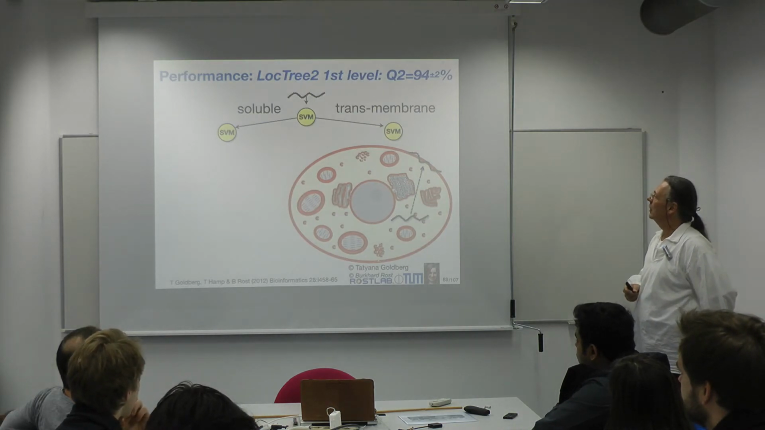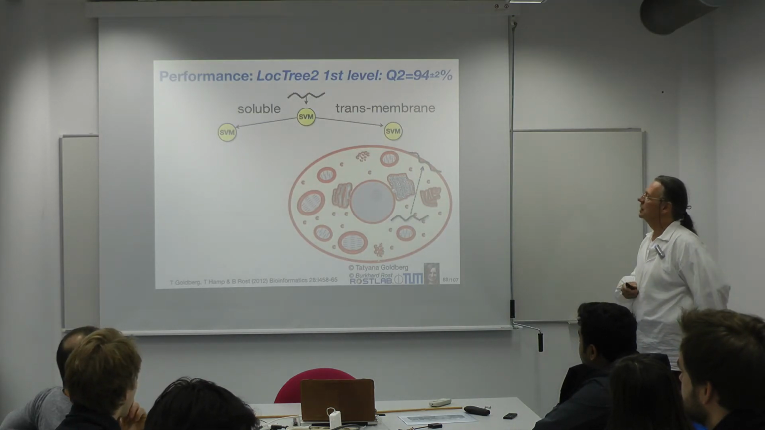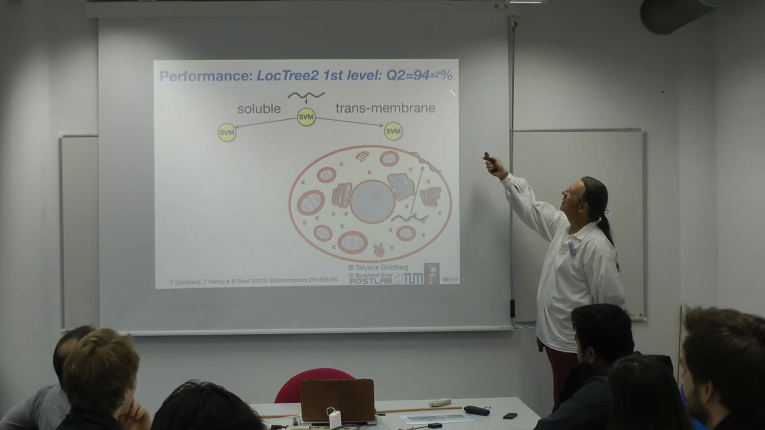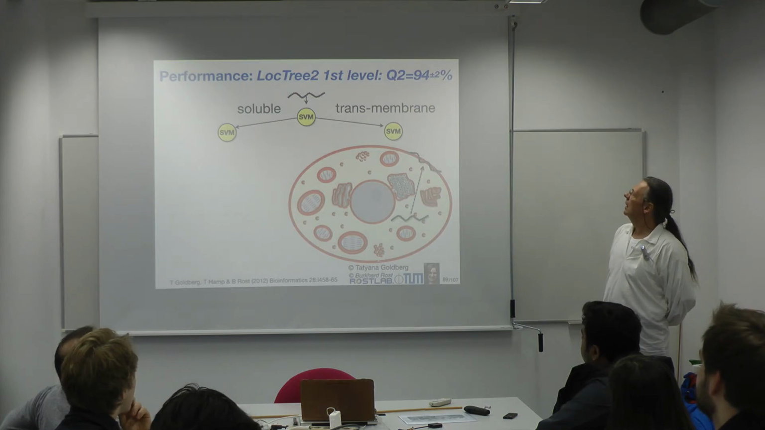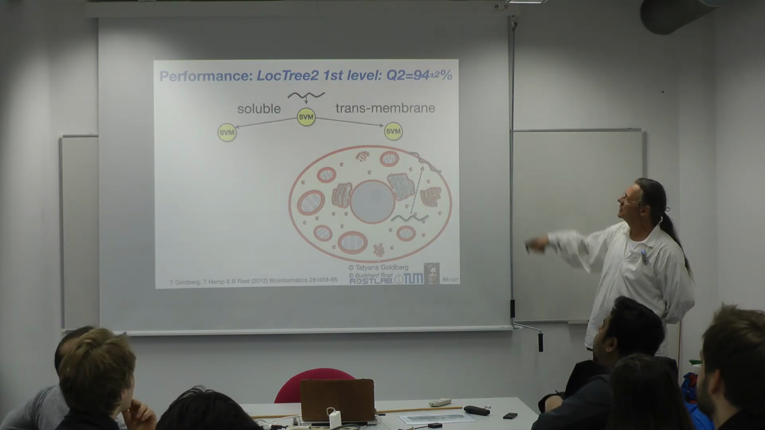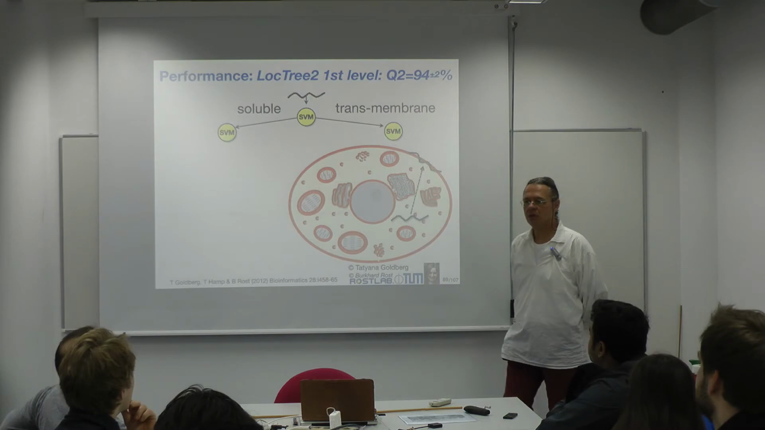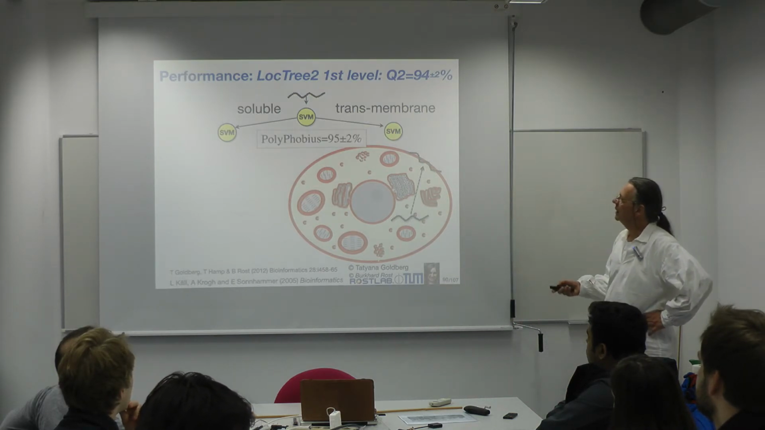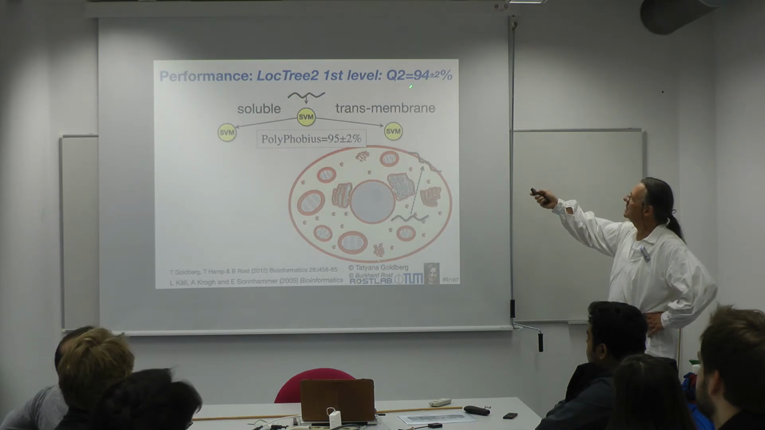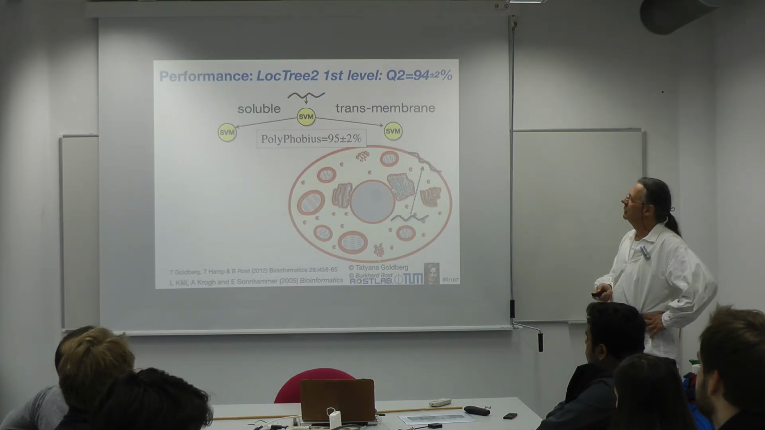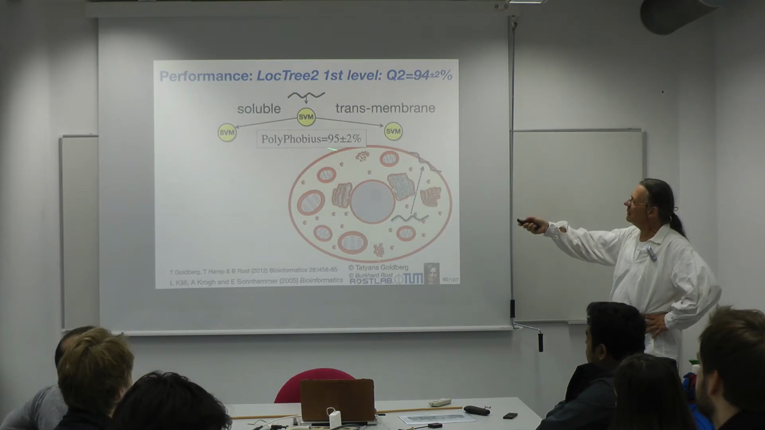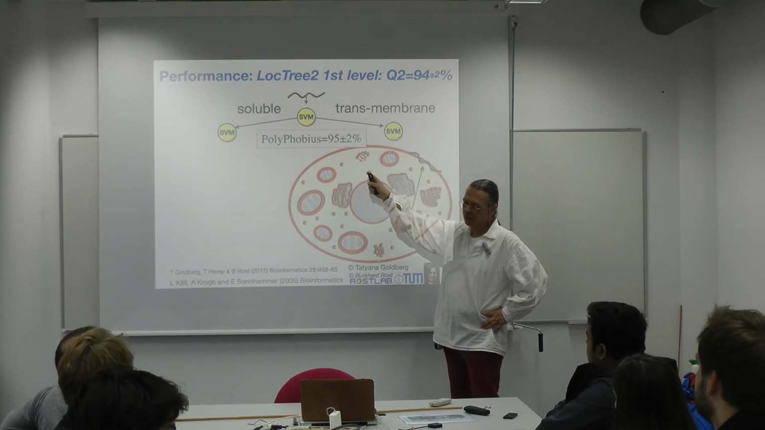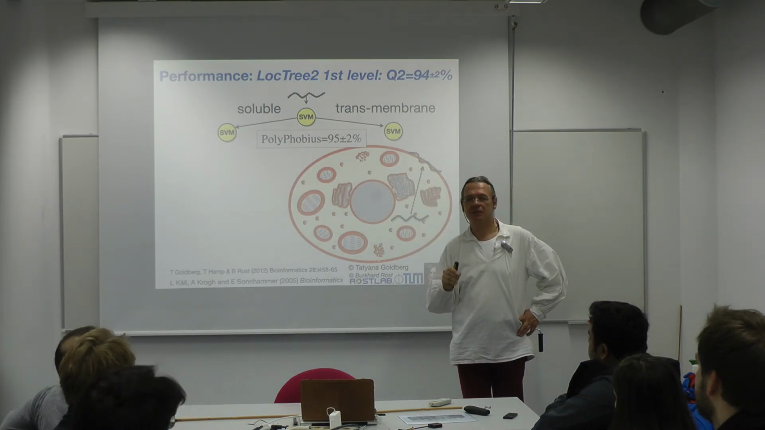Now, on the first level decision, whether it's a soluble protein or one of these transmembrane proteins, the performance is 94 plus minus 2, so that's extremely accurate. And immediately you see this is why that method does this step first, because it's the highest performance. And in fact it does this step almost as good or even better, as we later found out, as a method that is optimized for that step.